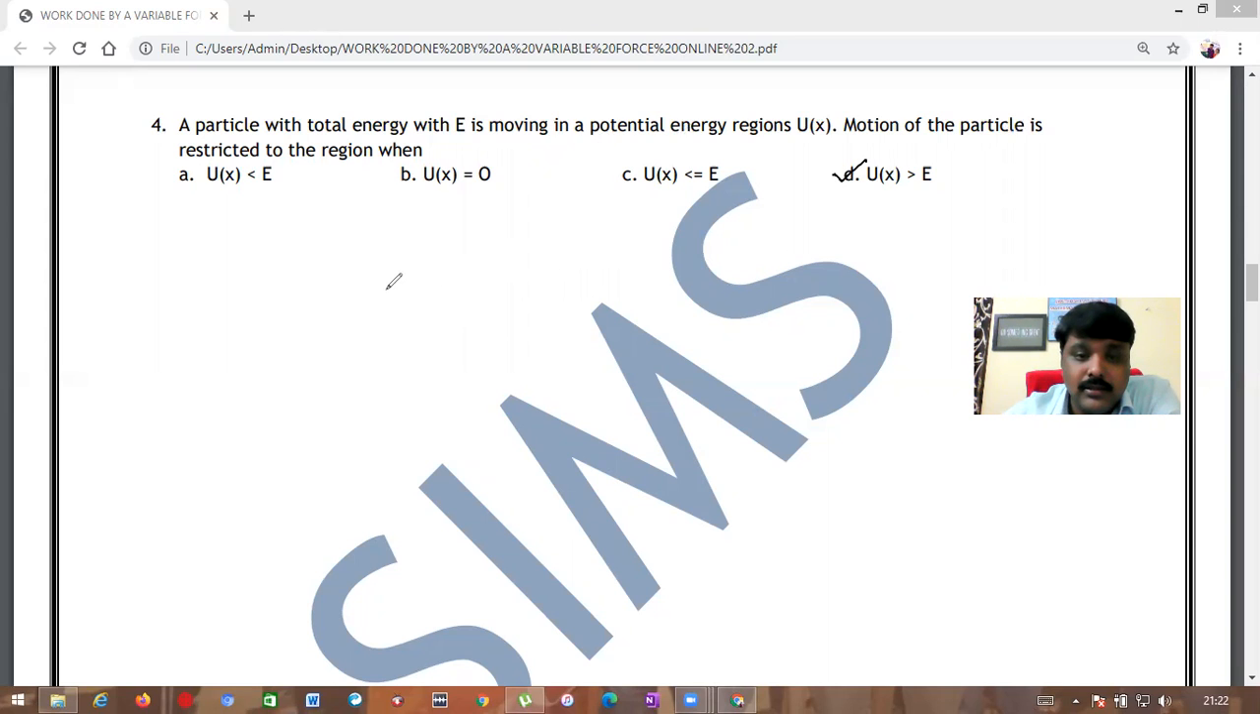Okay, this is the spring. Let us suppose its potential energy is U. We are applying some force, where due to that force, the energy we are applying is E. If E is greater than this potential energy U of x, whatever he has said, then the spring breaks.